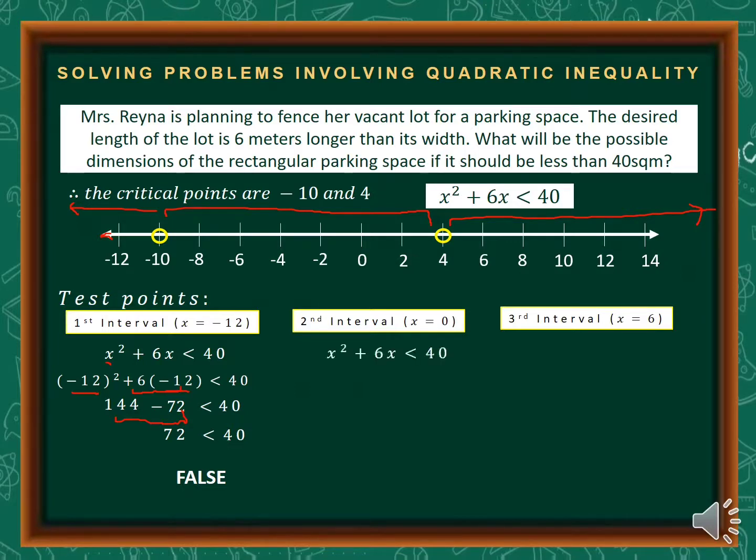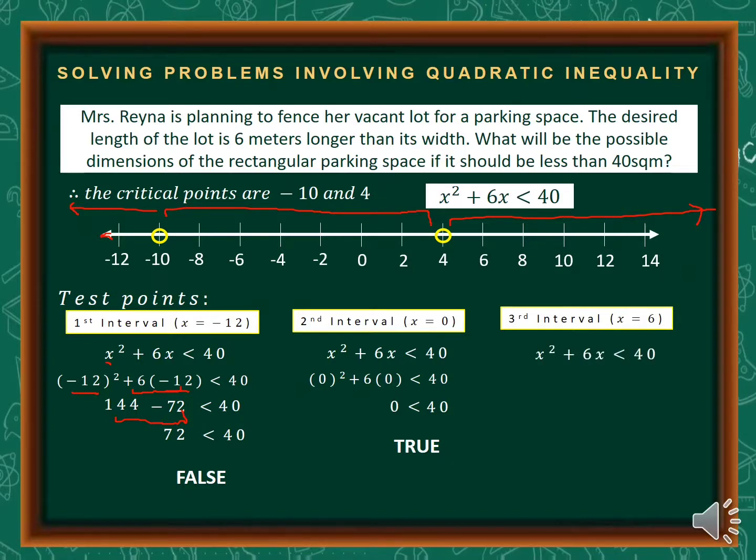How about our second interval? Okay, substitute natin 0. So 0 na to, 0 na to. So meaning to say 0 is less than 40. Again, ang 0 ay mas maliit kay 40. True or false? That is correct. That is true statement. Ibig sabihin, ang lahat na nasa second interval natin ay part of the solution set.